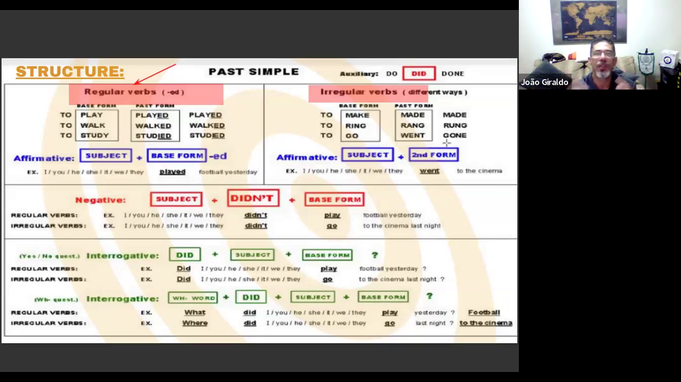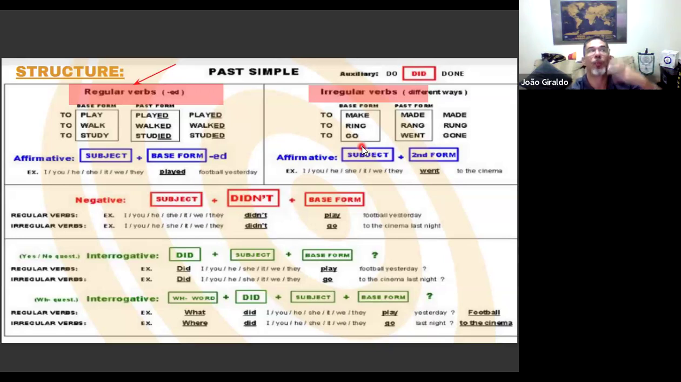Man, you need to study and you need to practice at least the verbs that are most used, the most common. The verb to make, the verb to ring, the verb to go, the verb to be. I'm going to talk about the verb to be, but the verb to be in the past is different and irregular. Okay, the verb to teach, the verb to drink, the verb to eat.